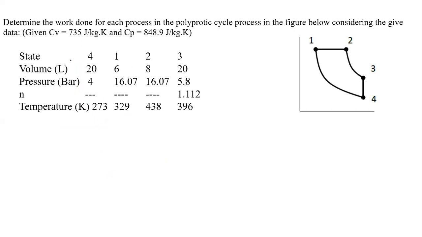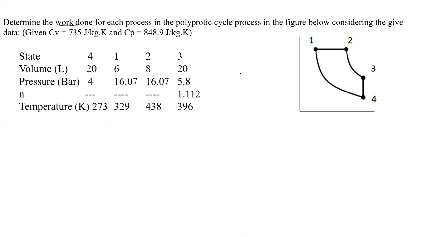We have the statement and the question at the same time. They say to us, determine the work done for each process in the polytropic cycle process in the figure below, considering the given data. We are given Cv, which is 735 joules per kilogram Kelvin, and Cp, which is 848.9 joules per kilogram Kelvin as well. So what's happening here, we need to determine the work done.